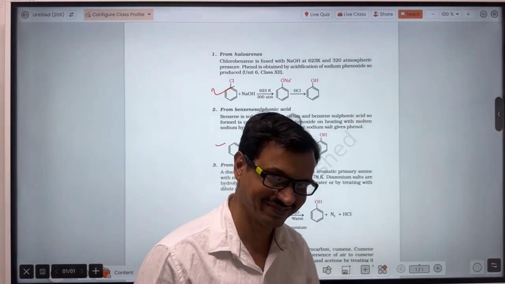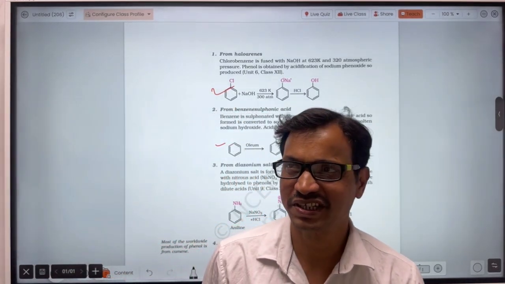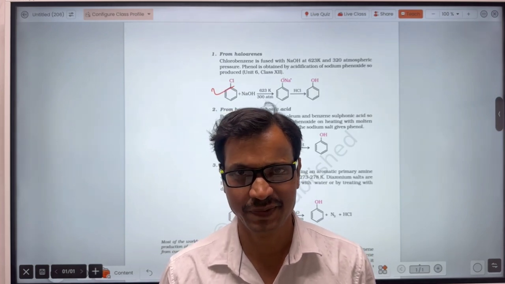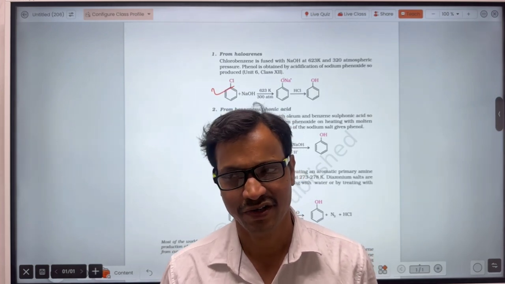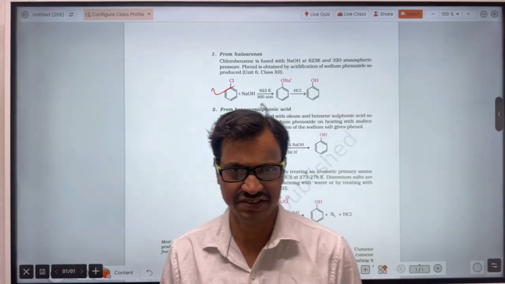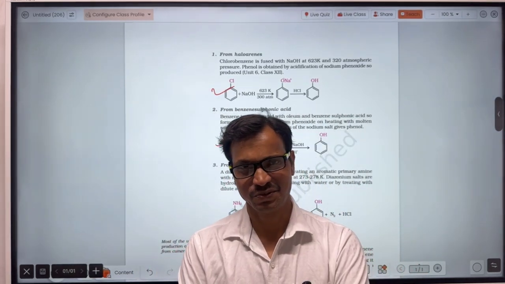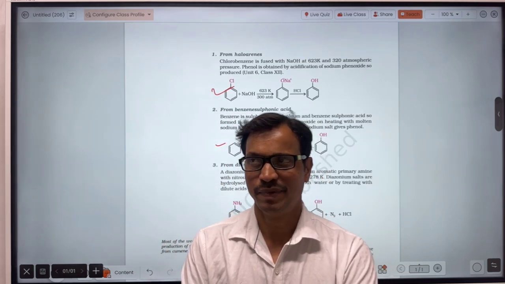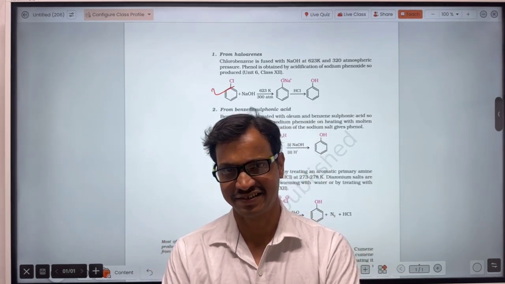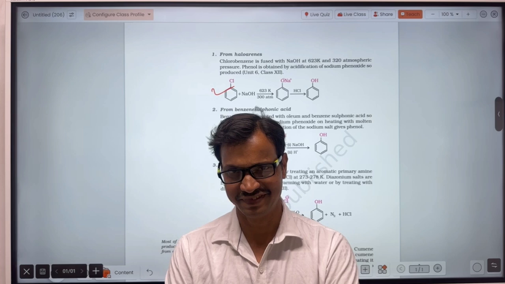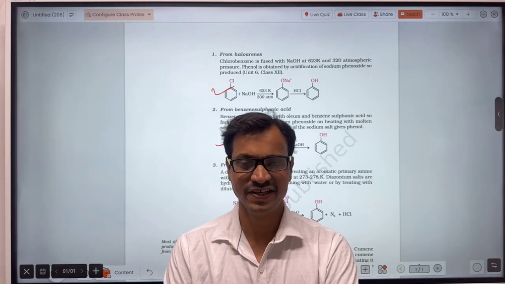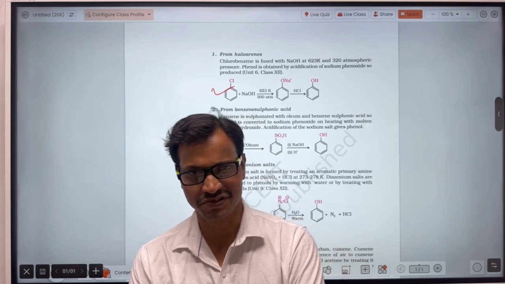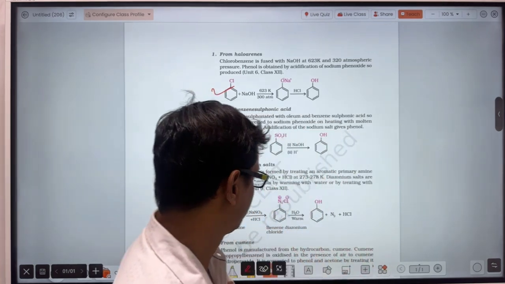Oleum is what? When SO3 dissolves in H2SO4, the compound formed is called oleum. Or, when two sulfuric acid molecules combine together, there is formation of oleum. Usually oleum forms by dissolving SO3 gas in H2SO4, that is sulfuric acid. And what's the structure of oleum? Let's see.